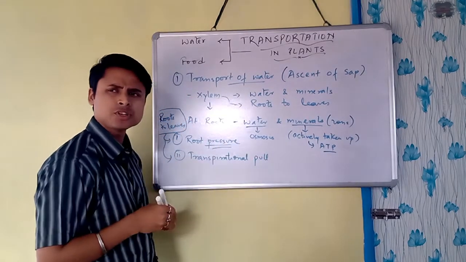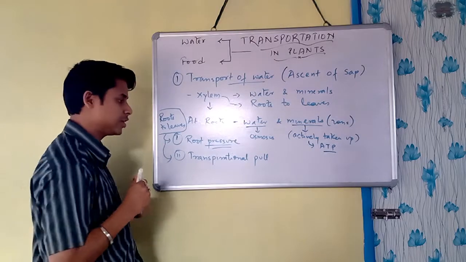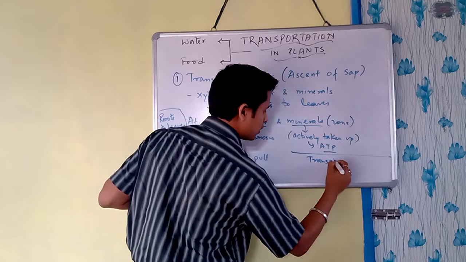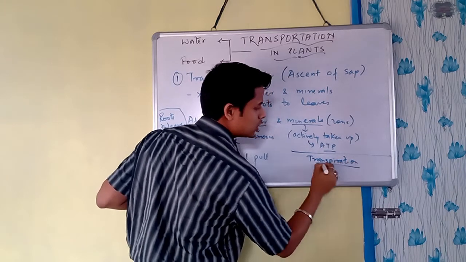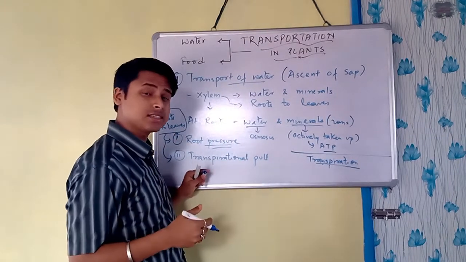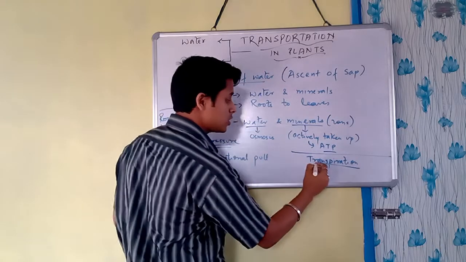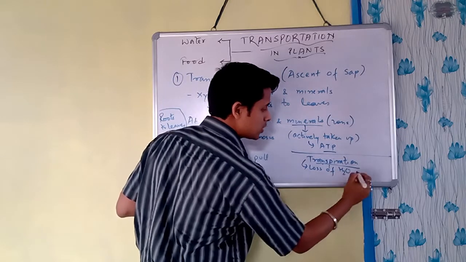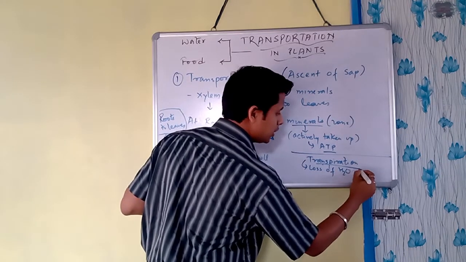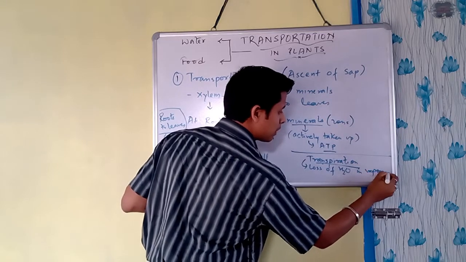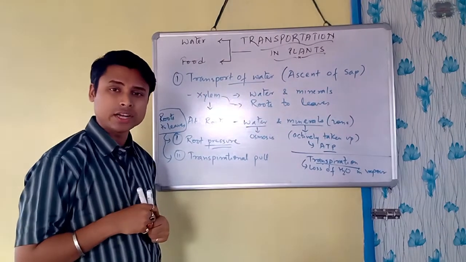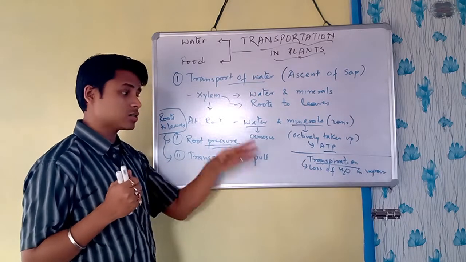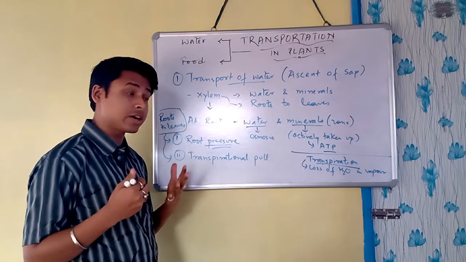So before coming to transpirational pull, I just want to discuss transpiration. What is transpiration? As you have already heard this term and we have already discussed it, transpiration is the process where loss of water takes place in vapor form through stomata. Stomata are present in the leaves. Through stomata the water gets lost in the form of vapor, which we call transpiration.